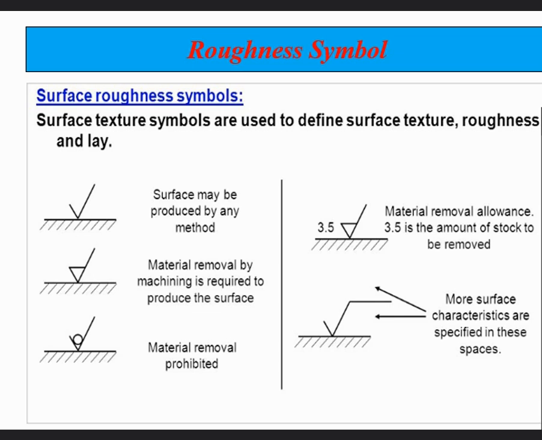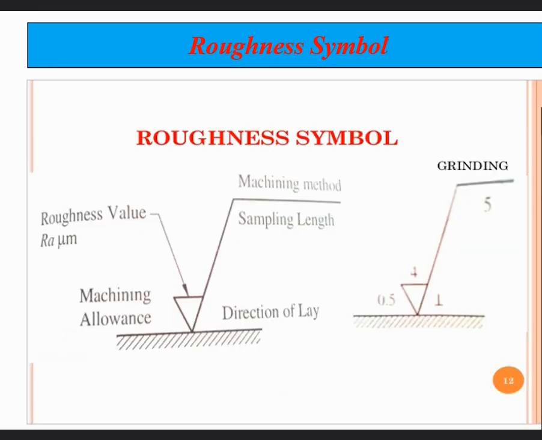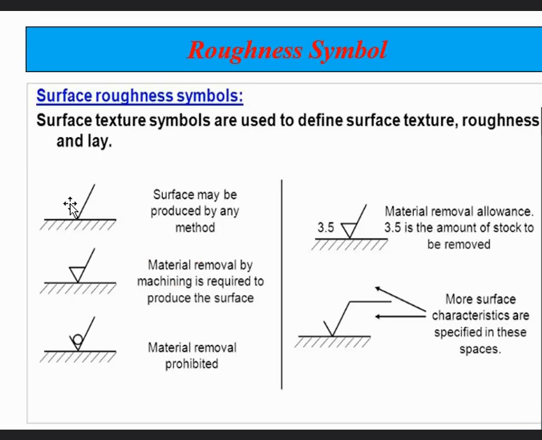Like here in the last example, I was made a compulsion of grinding method to arrive at 4 micrometer of surface roughness. Grinding process should be followed, but this symbol doesn't talk like that. This symbol says you are free to use your own machining process, whichever you like, but the thing is you should arrive at whatever value of surface roughness I have mentioned.